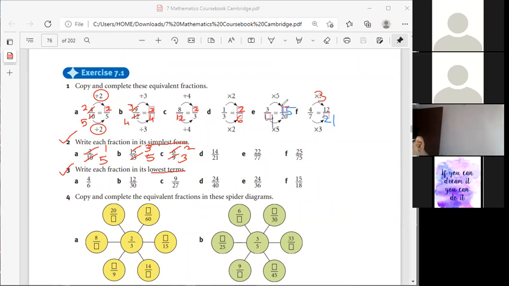Ma'am, 21 and 14 come in the 7 times table. So 2 upon 3 it will be. Mohammed, are you understanding how to do? Yes. Now, can I go to the fourth question?